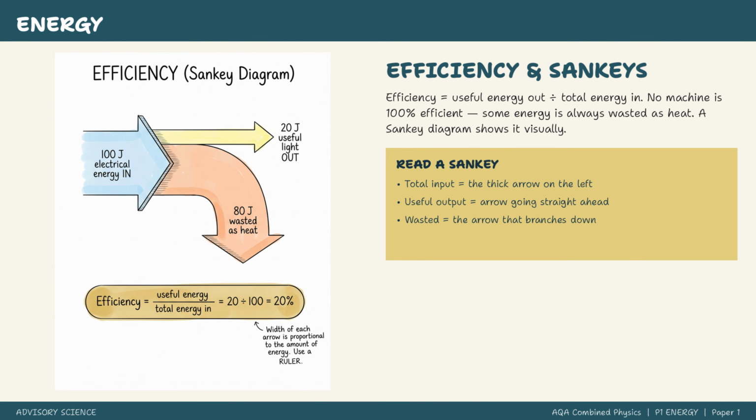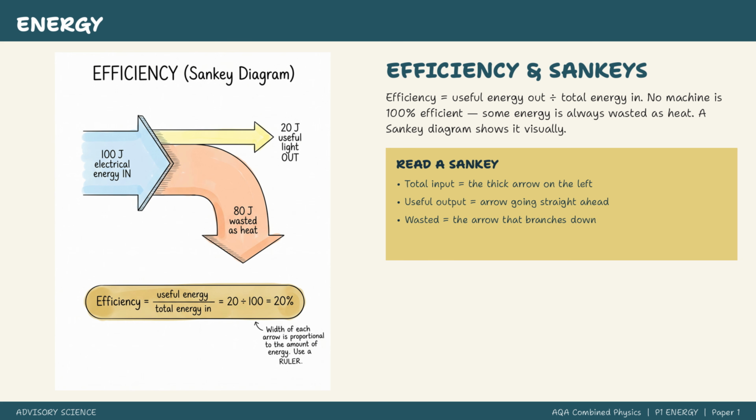Efficiency measures how much useful energy you get out of a machine compared to what you put in. Because energy is always wasted as heat due to friction, no machine is ever 100% efficient. You calculate this by dividing the useful output energy by the total input energy.